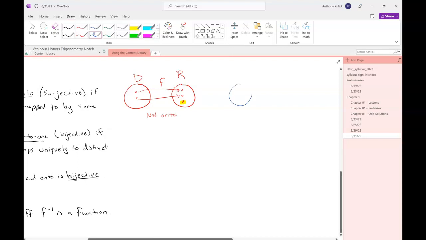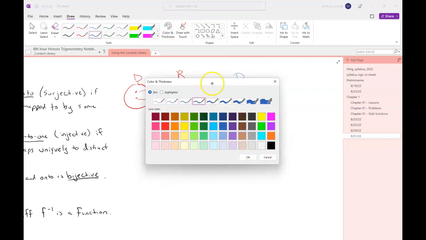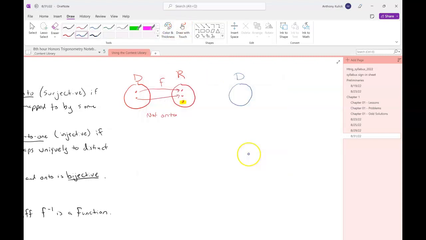If I then construct f inverse, the domain of f inverse comes from the range of f. And the range of f inverse comes from the domain of f.